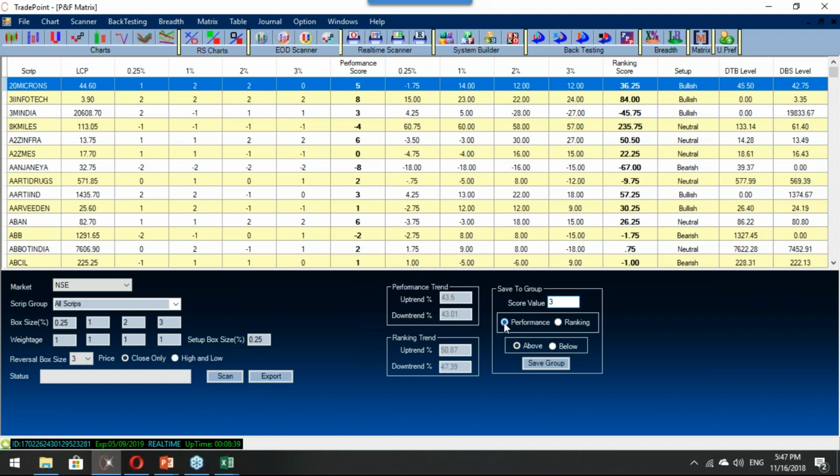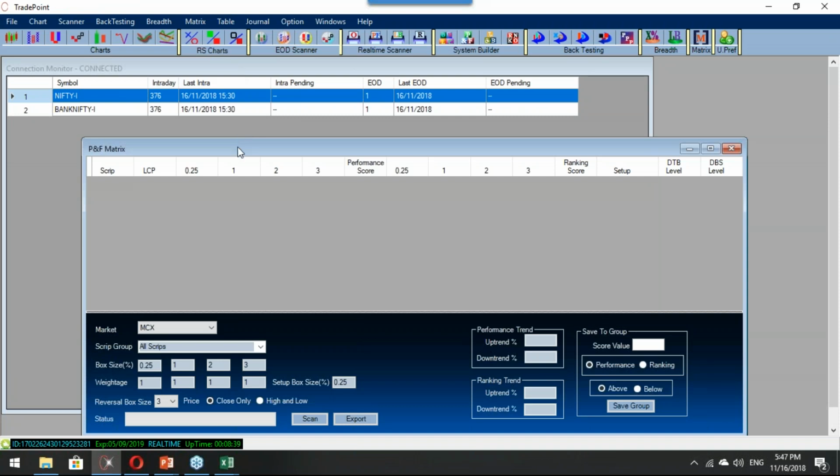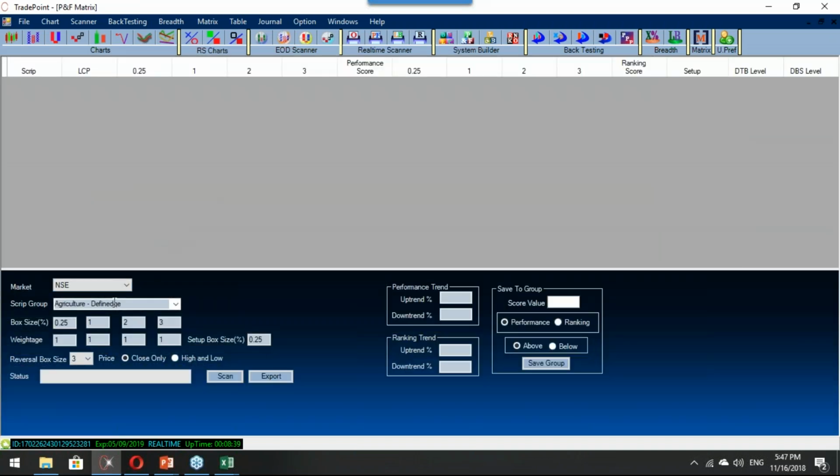You are looking at the performance score, so choose the performance button. You are looking for scores above 3, so write the value of 3 here, and if you click on save to group, what this ideally should do is focus on candidates where the cumulative score is greater than 3. So if I save this, if everything works perfectly, what should happen is that the group that I saved now should appear here.